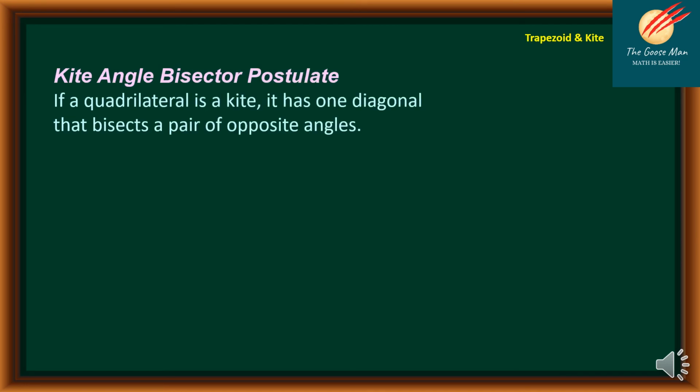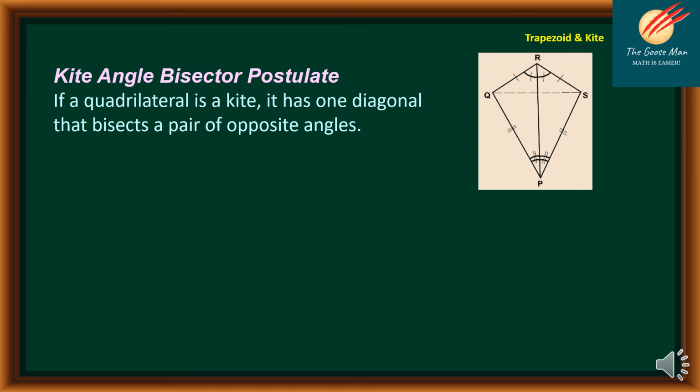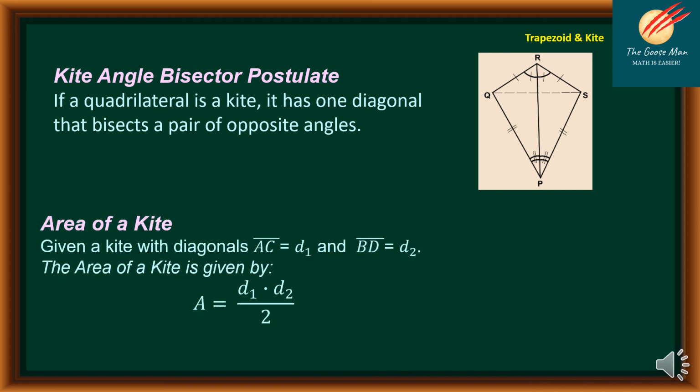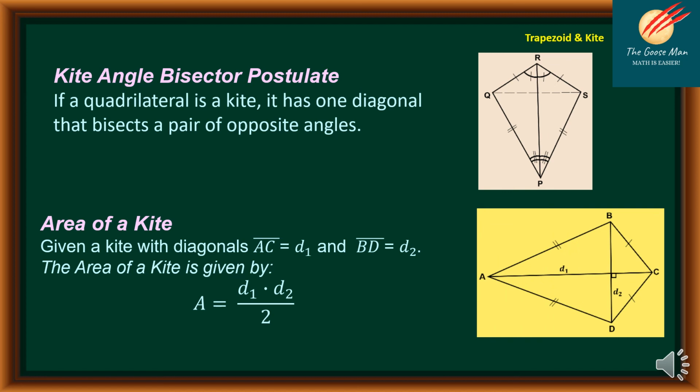Next one. The kite angle bisector postulate states that if a quadrilateral is a kite, it has one diagonal that bisects a pair of opposite angles. Let's look at this example. We have RP bisects the angles R and P respectively. On the other hand, if we would like to find the area of a kite, given a kite with diagonals AC equal to d sub 1 and BD equal to d sub 2, the area of the kite is the product of d sub 1 times d sub 2 divided by 2.